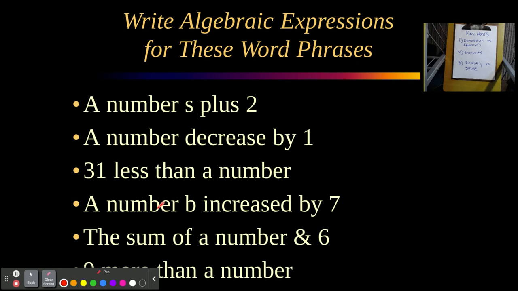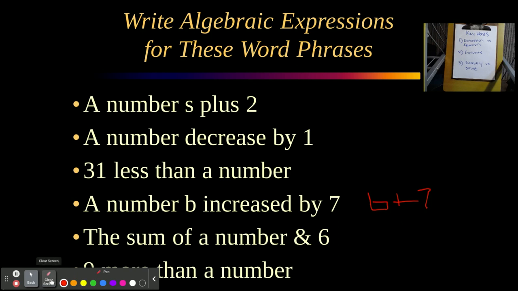This one says a number. So I would write X. Oh, wait, hold on. It says a number B. It's telling you what letter to use, so I can't use the letter that I want to use. B is what I'm going to use. Increase means add by 7. So this one would be B plus 7. That's not a 6, that's a B.